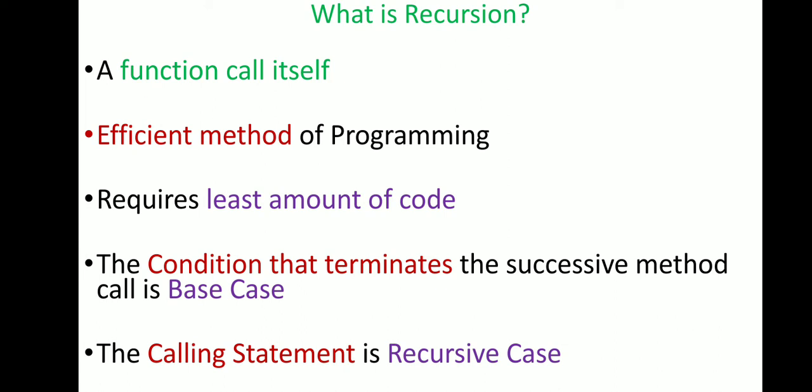A function keeps on calling itself until a particular condition occurs. And it is an efficient method of programming. Why are we telling this is an efficient method? Because it requires less code. It reduces the number of coding lines in your program, so it also reduces the space in memory. That's why recursion is called an efficient method of programming.